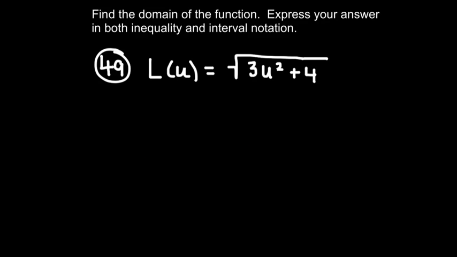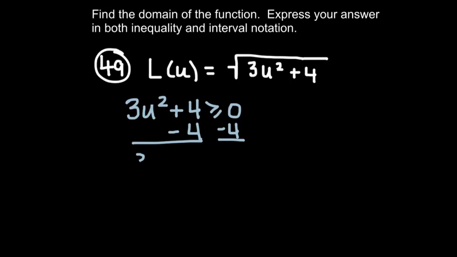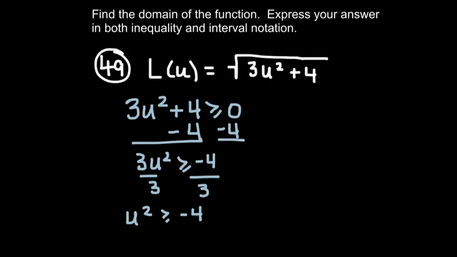Next, we have the function L of u is equal to the square root of 3u squared plus 4. Because we have a radical, we want to make sure that there's no way to have a negative under the radical. In other words, we want what's under the radical, which is 3u squared plus 4, to be greater than or equal to 0. If I solve this, I can subtract the 4 from both sides, which leaves me with 3u squared is greater than or equal to negative 4, and then divide both sides by 3. So I'm left with u squared having to be greater than or equal to negative 4/3.